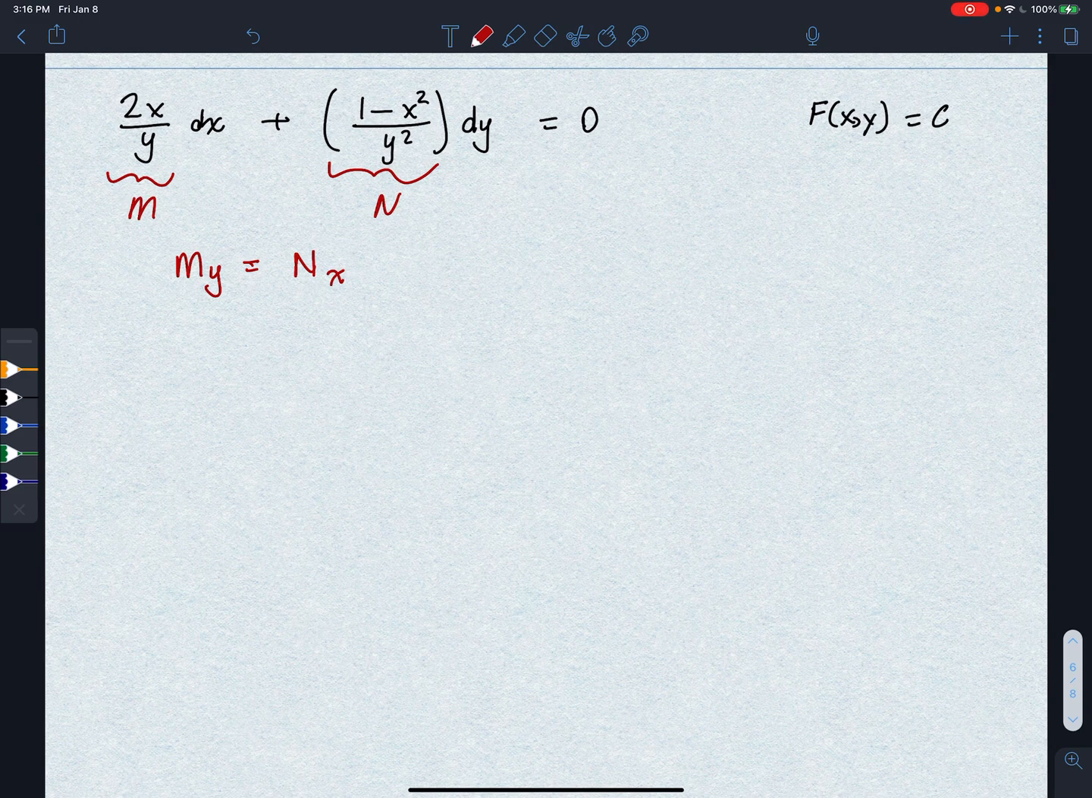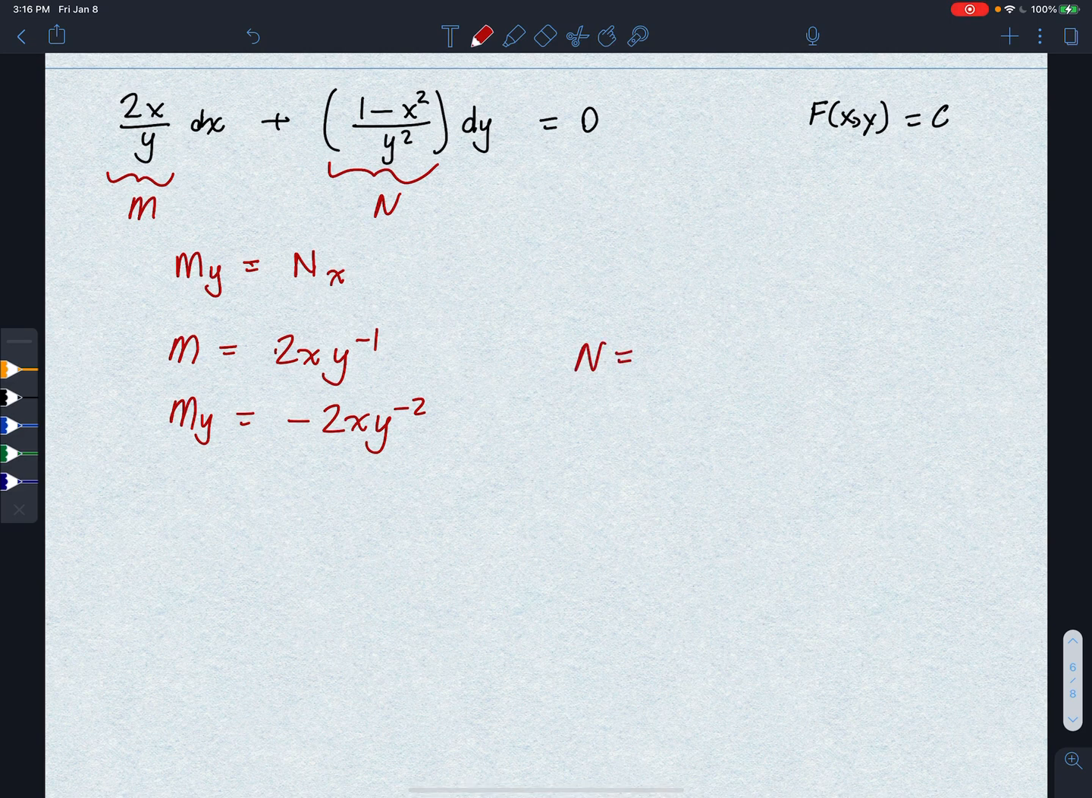In other words, the partial derivative of M with respect to y is equal to the partial derivative of N with respect to x. So we first check that. So I'm going to first write M as 2x times y to the negative 1. So then M sub y is negative 2x times y to the negative 2, and we could write that also as negative 2x over y squared. That's just a style preference there.